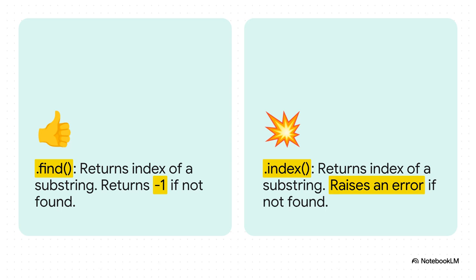So here's the rule. When in doubt, use .find. It's safer. Only use .index when you are 100% positive the text will be there.